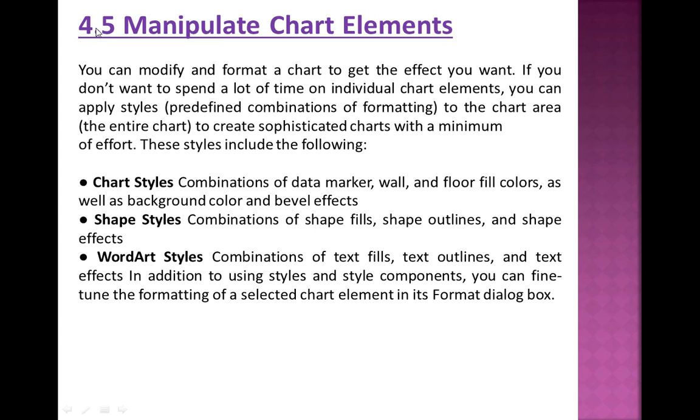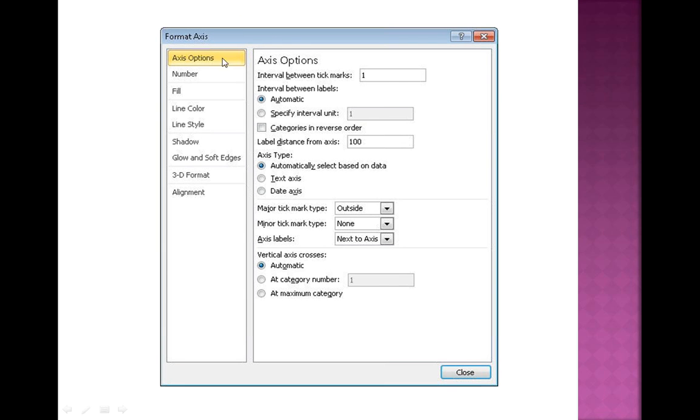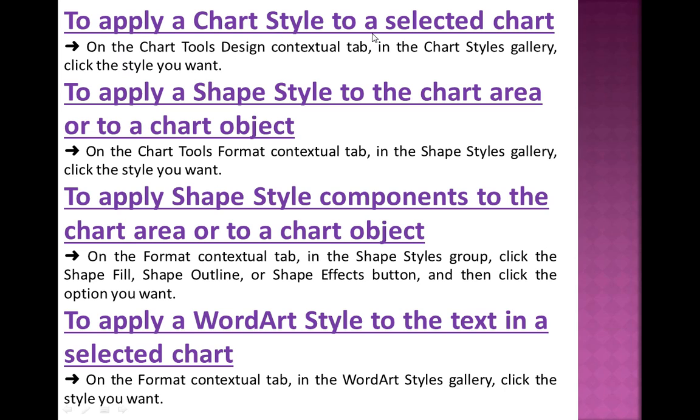Next is how to manipulate the chart elements. We can modify them to give different effects. We can use different styles, different shape styles, and word art styles. These are the multiple options. We can use number, fill, line color, line style, shadow, glow and soft edges, 3D format, and alignment.